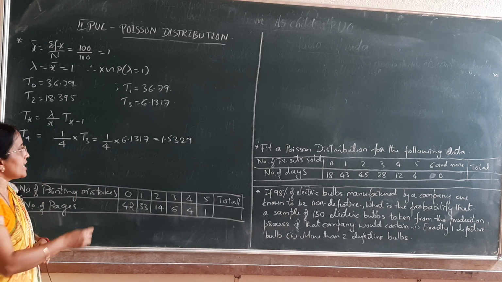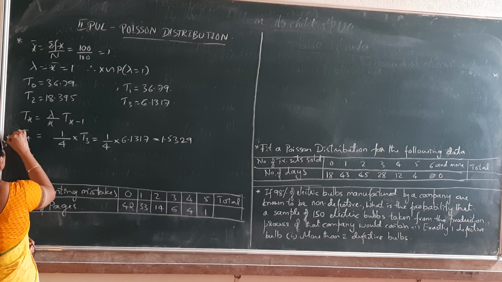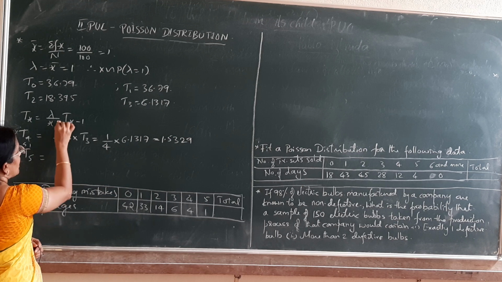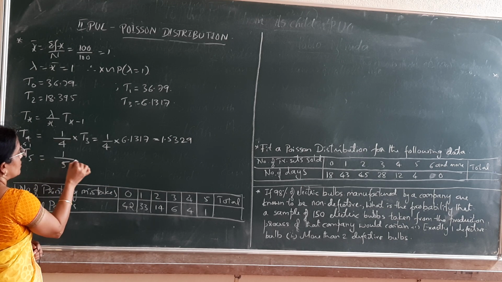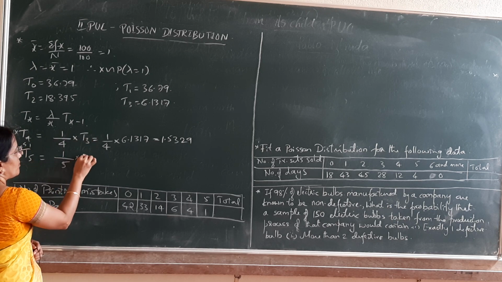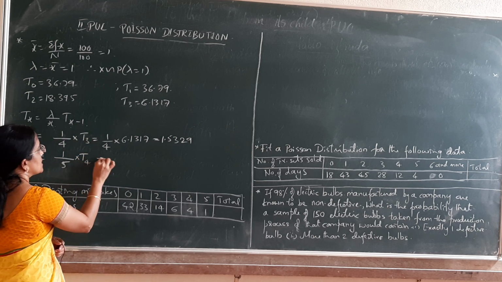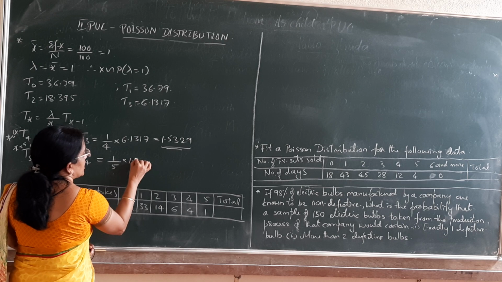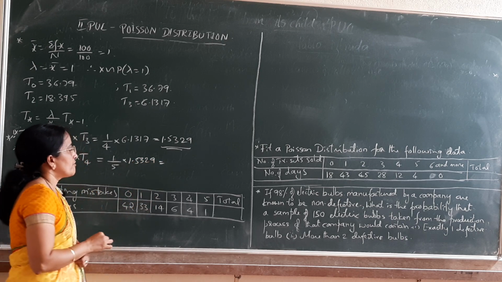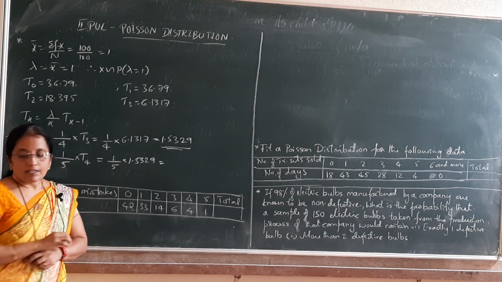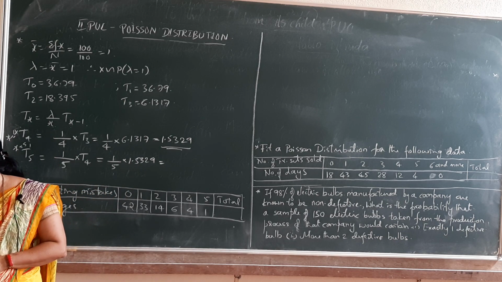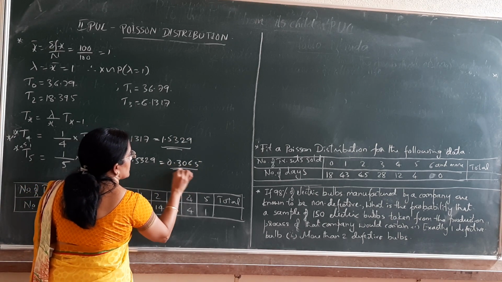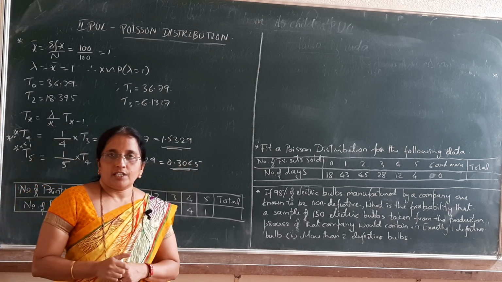Next, put x is equal to 5. That is T5. T5 is equal to lambda 1 divided by x, x is 5, into T5 minus 1, that is T4, which is equal to 1 by 5 into T4. That is this answer, 1.5329. Now simplify: 1.5329 divided by 5 is equal to 0.3065. This is the answer. Now we calculated all the theoretical frequencies.